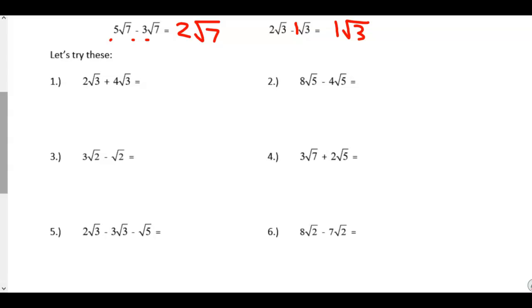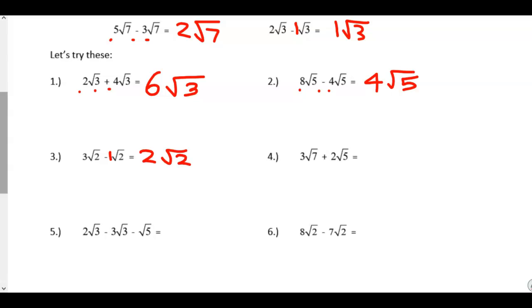All right, now, 2 plus 4, what do I get? 6 square root of what? All right, silly rabbits. Now, what's this? 8 minus 4 is 4, square root of 5. All right, next. 3 minus what goes here? 3 minus 1, so we got 2 square root of 2.